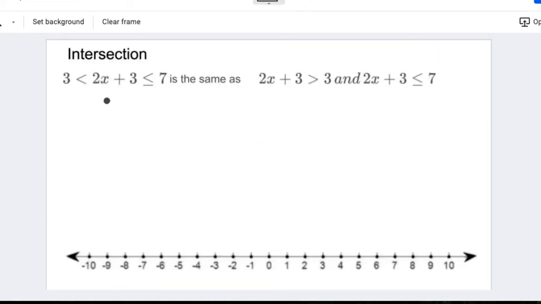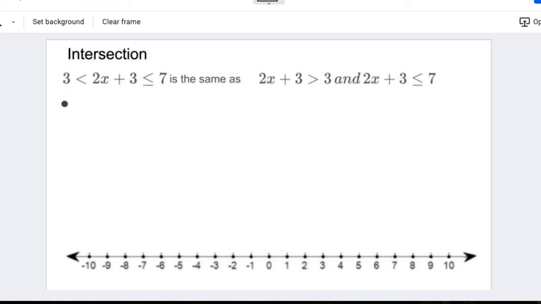So they look differently, but this and this are the same. It just depends on how you wrote it. If you write it with the word and, you get 2x + 3 is greater than 3, and 2x + 3 is less than or equal to 7. The word and tells us it's definitely going to be an intersection.